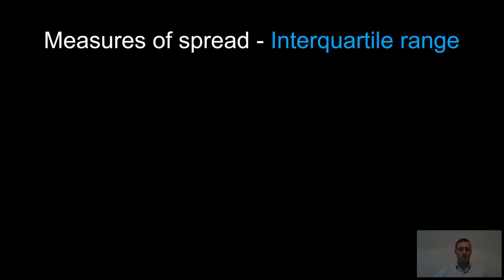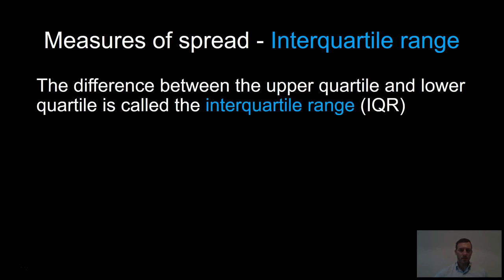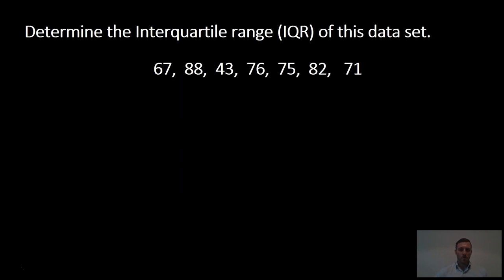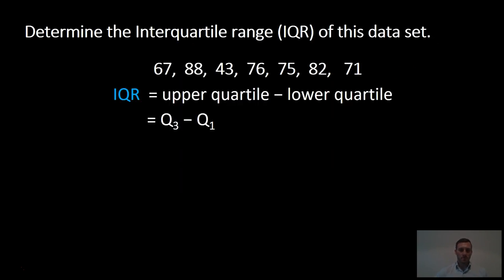The second measure of spread we're going to look at is the interquartile range. Now we know how to find the quartiles, we can calculate it. The difference between the upper quartile and the lower quartile is called the interquartile range. That is the upper quartile minus the lower quartile. Another way to write it is Q3 minus Q1.